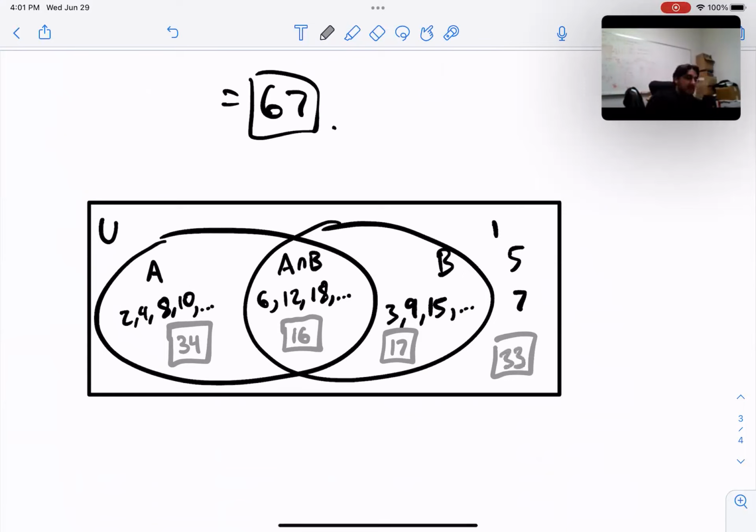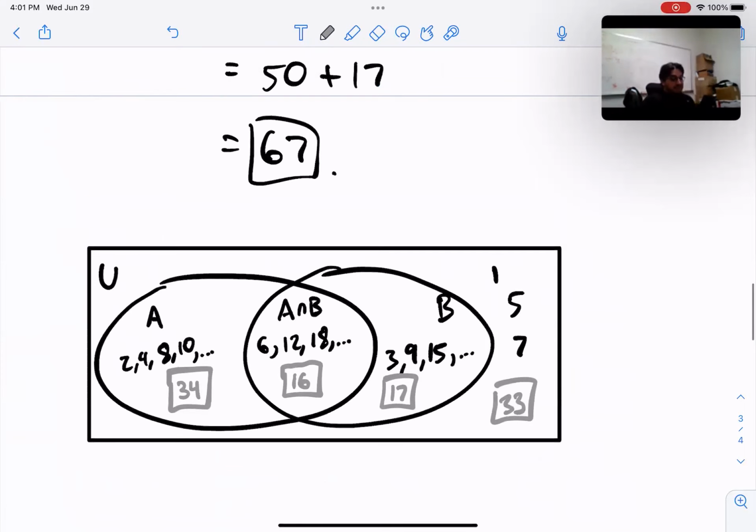So the gray labels show how many are in each region, right? And if you want, you can actually even solve the problem this way, and then say that the union is this number plus this number plus this number.